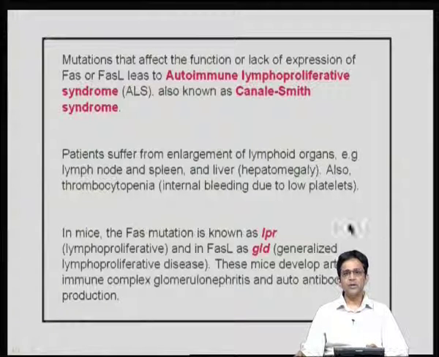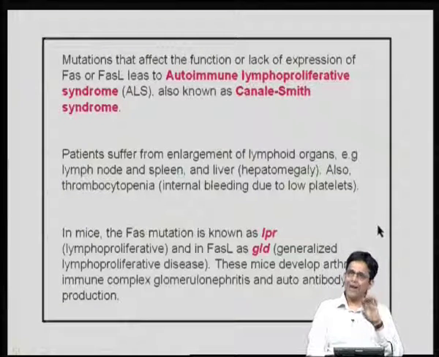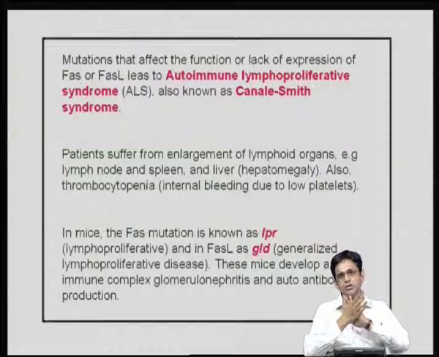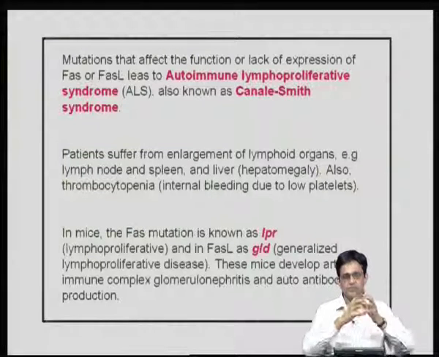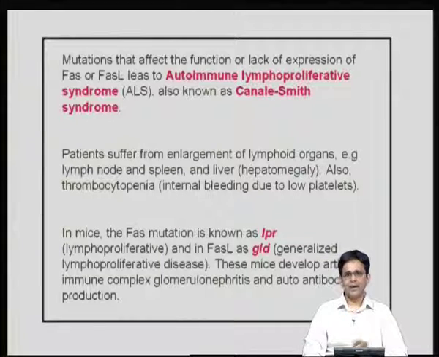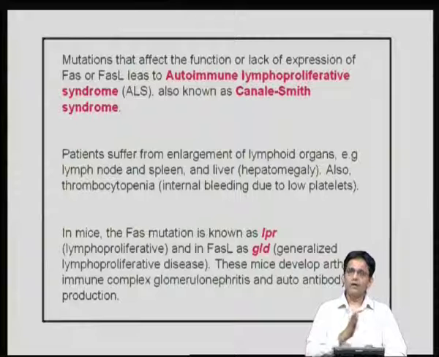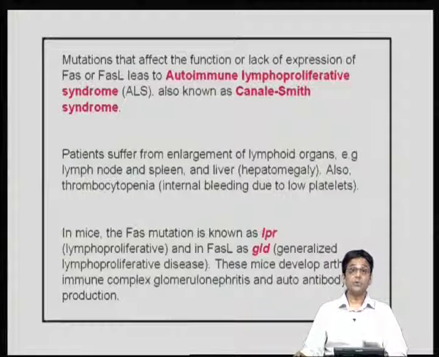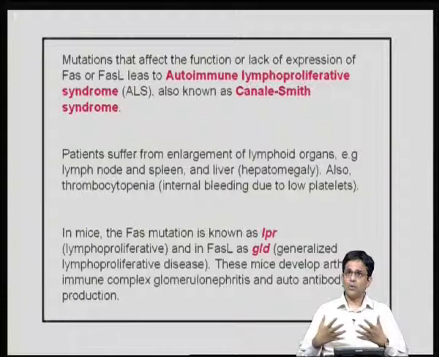Okay. So, now the question is, what happens if you do not have FAS or FASL, or you have mutations which affect the oligomerization or activation of these receptors, so that you can't activate caspase 8 or the extrinsic pathway? What was shown is that this leads to a disease known as autoimmune lymphoproliferative syndrome, originally known as the Canale-Smith syndrome. What happens here is that you have enlargement of lymphoid organs, especially of the lymph nodes and spleen, and also the liver, so hepatomegaly.